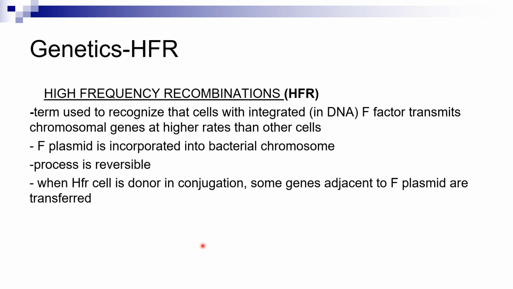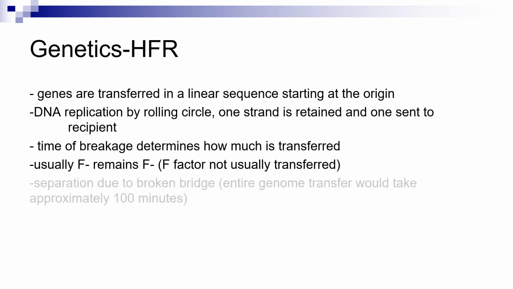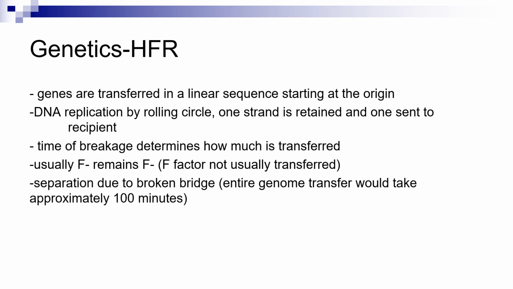When an HFR cell is the donor in conjugation, sometimes genes next to the plasmid can be transferred. And I do have a picture to show this, but genes are transferred in a linear sequence starting at the origin, and the DNA replication occurs by rolling circles. So one strand is retained and one is sent to the recipient.